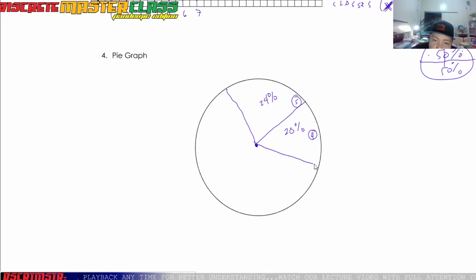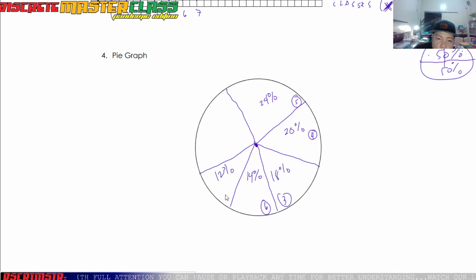Mga ganito yung 20. Tapos, 18. Let's say 18 to. 18%. Naka-label naman. Ang class ng 18 ay third class. Tapos, 14. Yung 14%. Class number 6. Tapos 12. 12%. Second class.